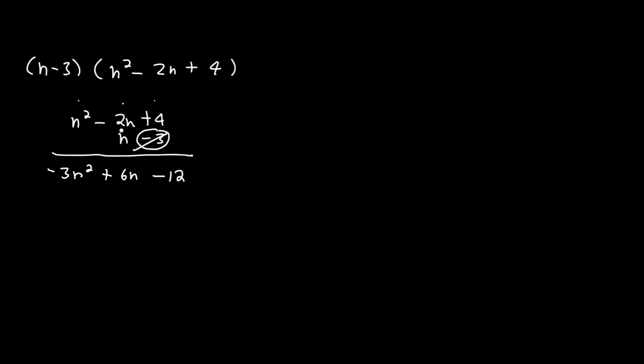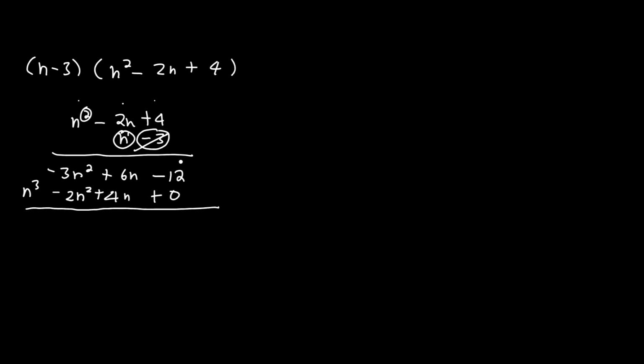Now, let's take n and multiply to these three terms. n times positive 4, we'll have positive 4n. n times negative 2n, we will have negative 2n to the second power. n times n squared, we will add the powers, that will be positive n to the third, or n cubed. Right, so now let's go ahead and add these terms.